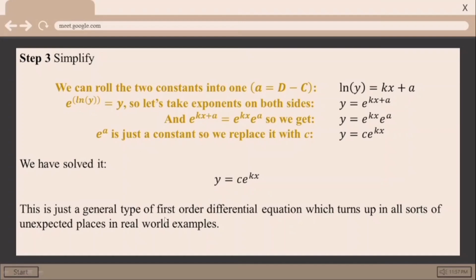So this is just a general type of first order differential equation which turns up in all sorts of unexpected places in real world examples.